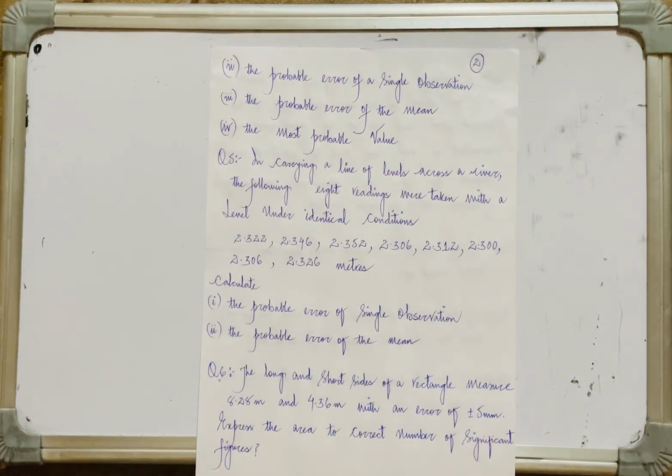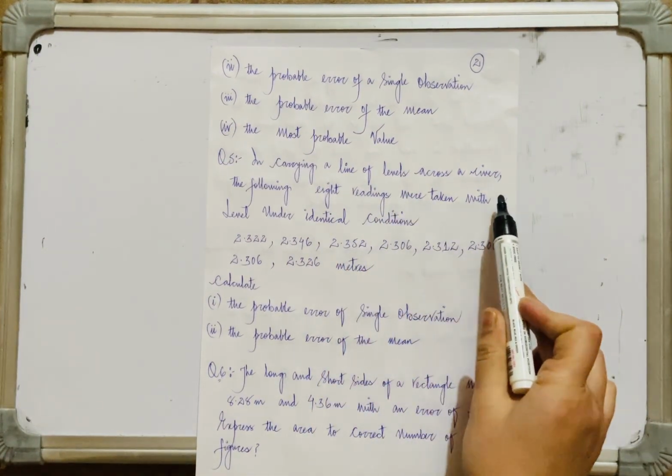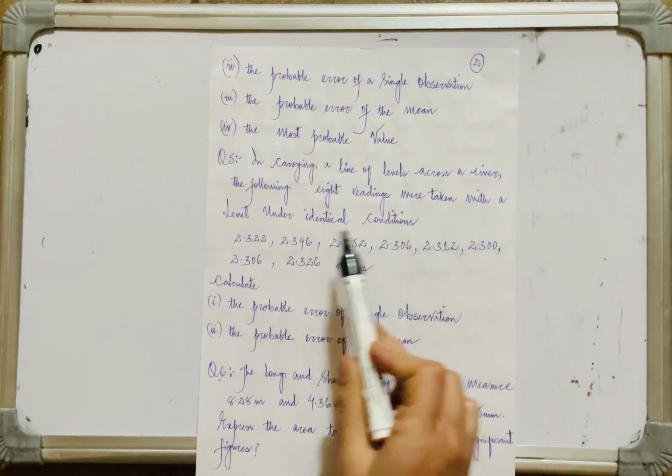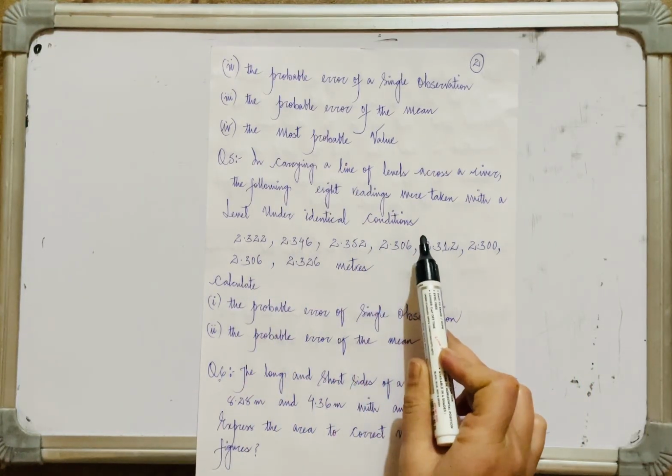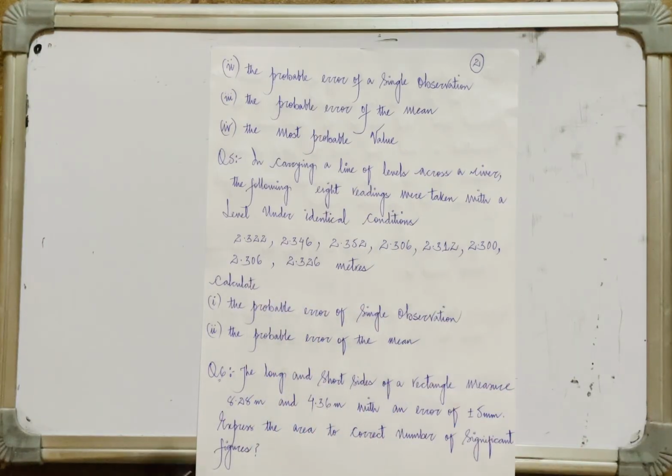All right. This is question number 5. It says, in carrying a line of levels across a river, the following 8 readings were taken with a level under identical conditions. These were the values. We have to calculate the probable error of the single observation and the probable error of the mean. All right. So let's do this question.